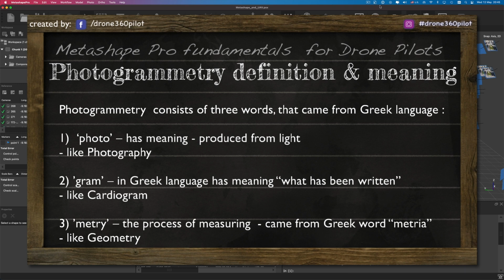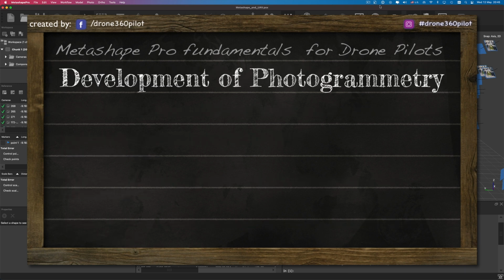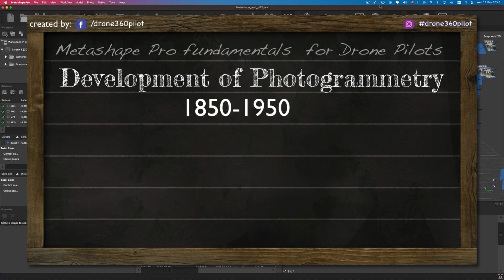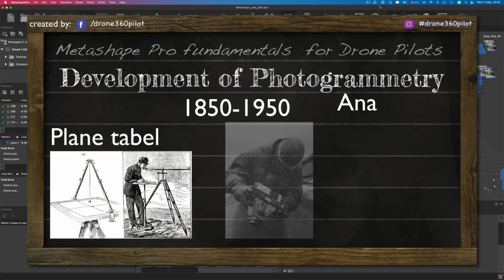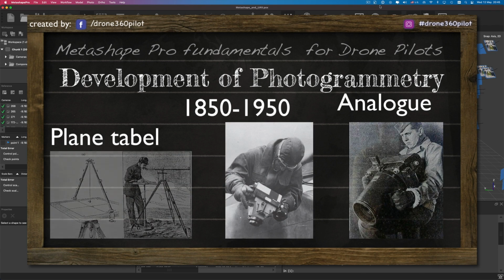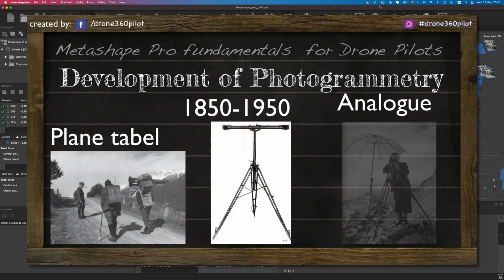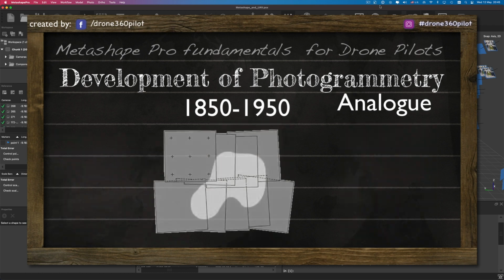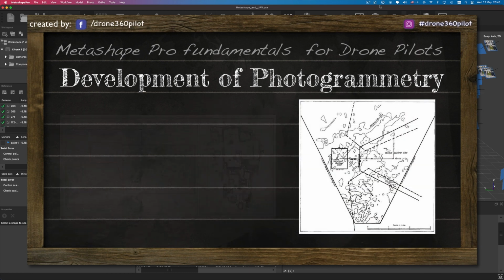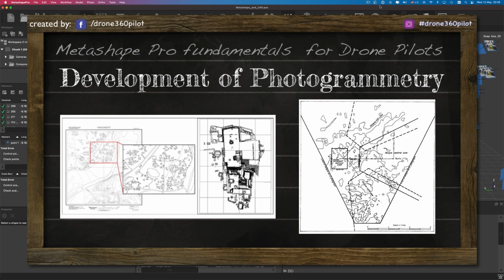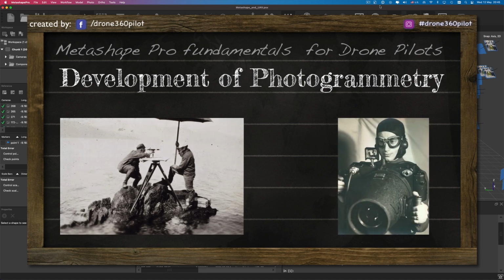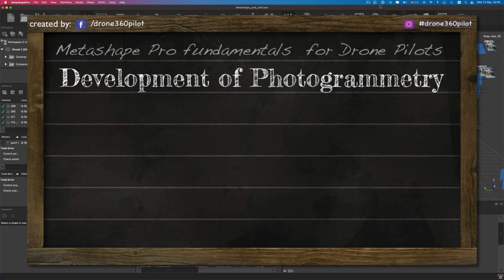Now let's investigate the development of photogrammetry from 1850 till nowadays. Well, the time frame from 1850 till 1950 belongs to plane table and analog photogrammetry. Those stages can be described as a usage of optical and mechanical instruments to reconstruct three-dimensional geometry from two or more overlapping photographs. The main product for plane table and analog photogrammetry would be old-school topographic maps and plans for civilian or military purposes.